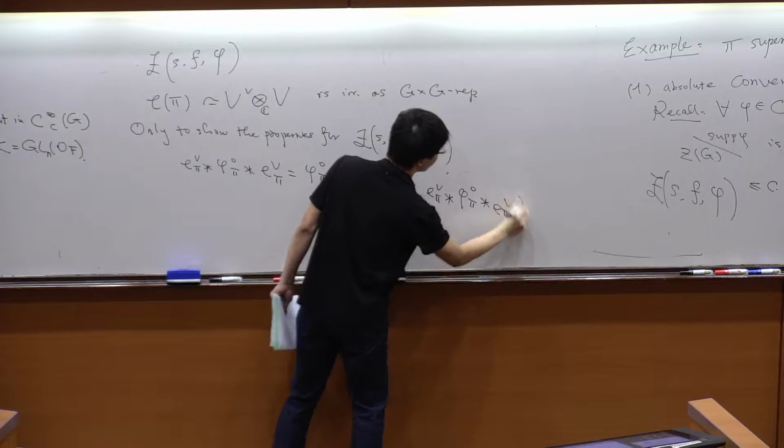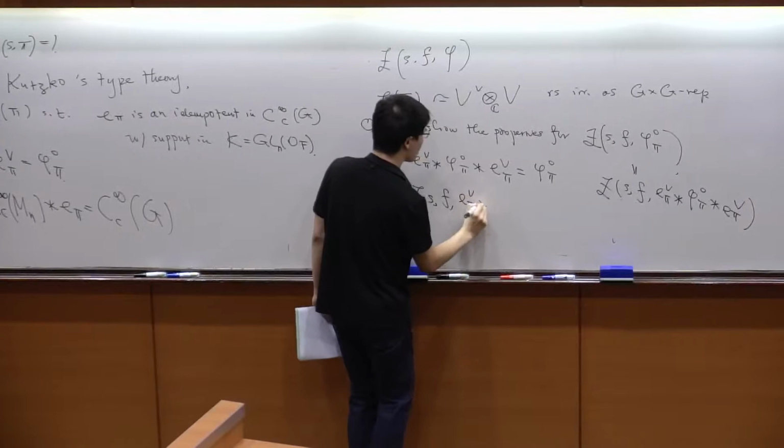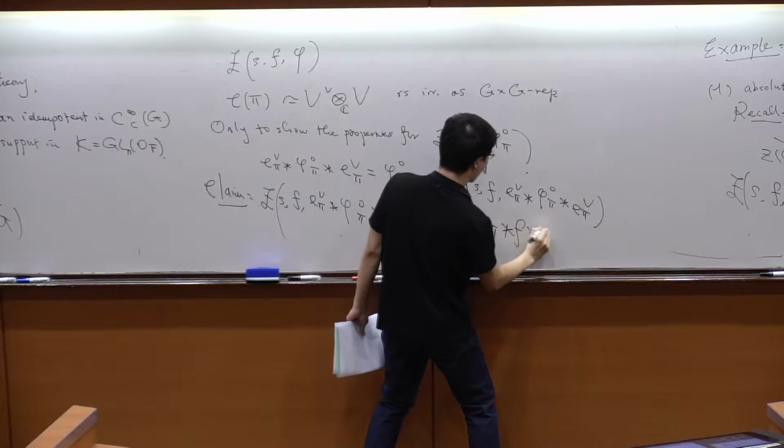Then I want to claim that Z(s, f, e_π̌ convoluted with φ₀^π convoluted with e_π̌) is equal to Z(s, e_π convoluted with f convoluted with e_π, φ₀^π).